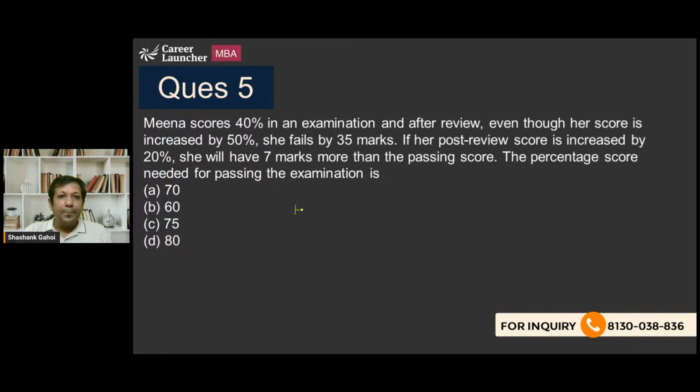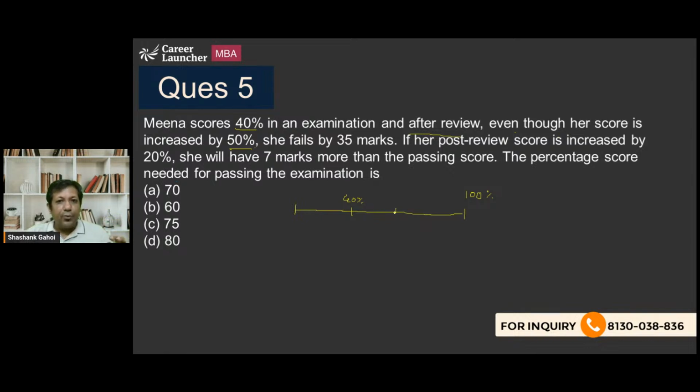Meena scores 40% in an exam. After review, her score increased by 50%. So this is 100%. How much is she scoring? She is scoring 40%. Majority of these kinds of questions I'm going to solve using a number line itself. After review, her score is increased by 50%. So 40% was already there, her score increased by 50%. So what is 50% of 40%? 50% means half of 40%, that is 20%.